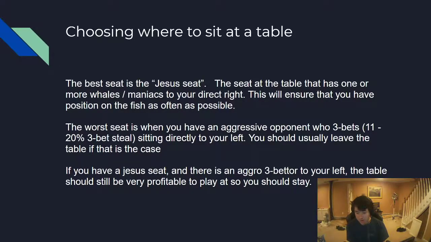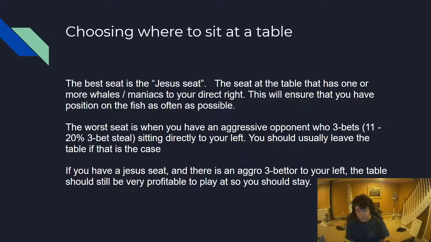most players at the micro and small stakes are not going to have this super aggressive 3-bet tendency, especially if we don't roll over and die every single time we're 3-bet and we put in some 4-bets and some calls versus 3-bets as well. But ultimately, if we're playing against somebody who's aggro 3-betting us, there's no reason to get into an ego war with them. They have an overwhelming advantage being in position, and we should just leave that table. The only exception to that is usually if we have a Jesus seat and there's still an aggro 3-better to our left, then we want to still play at the table because the whales and maniacs to our right are going to be more profitable than losing a steal attempt or an isolate attempt every so often.